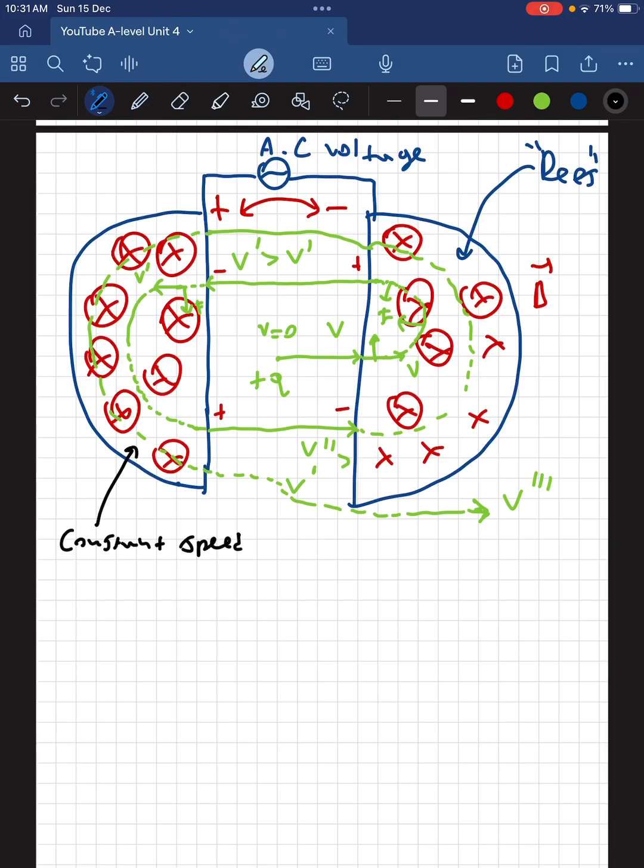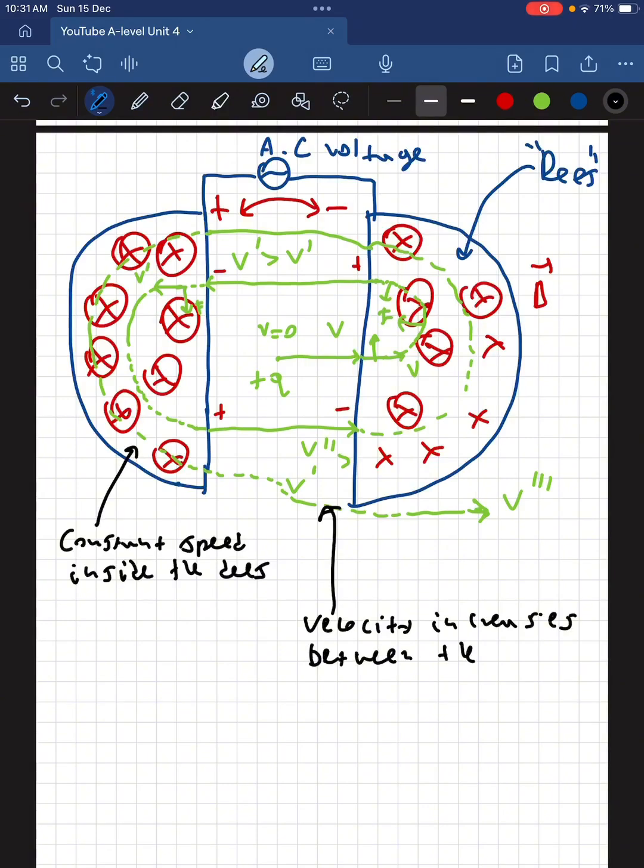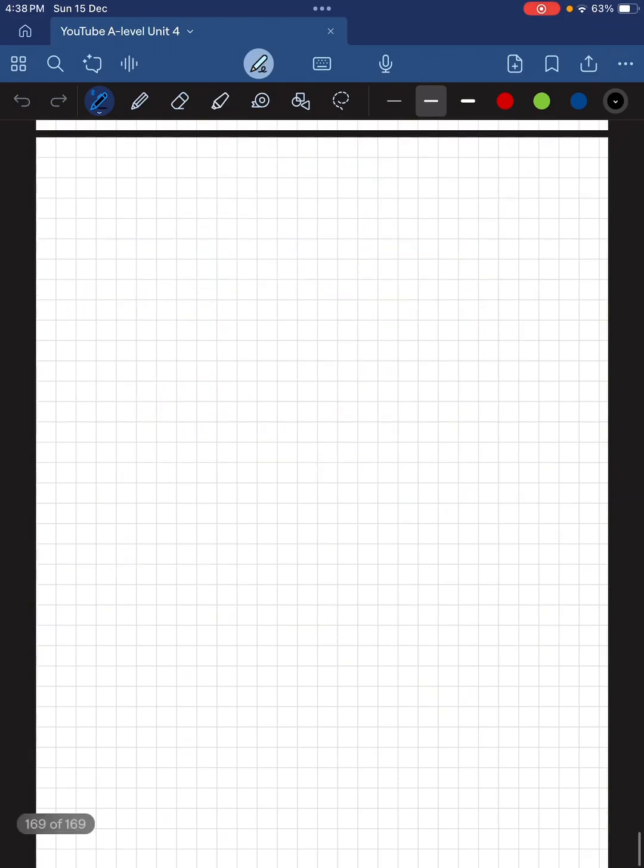So constant speed inside the Ds, okay? But the velocity increases between the Ds. Okay, now let's talk about the radius of curvature for the charged particles inside the Ds.